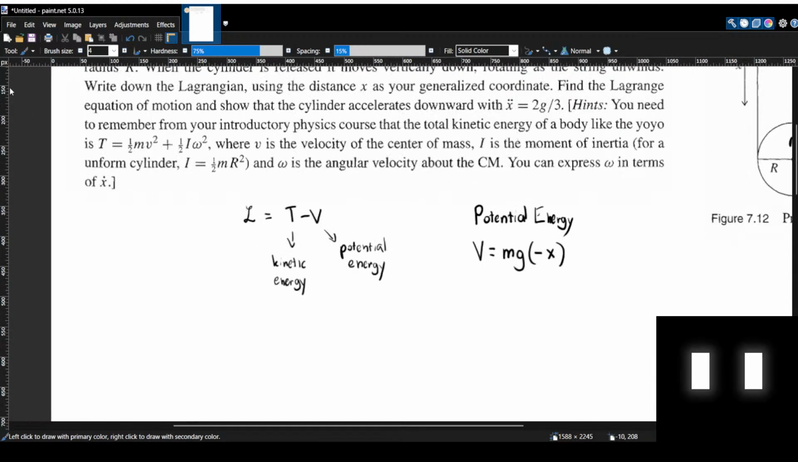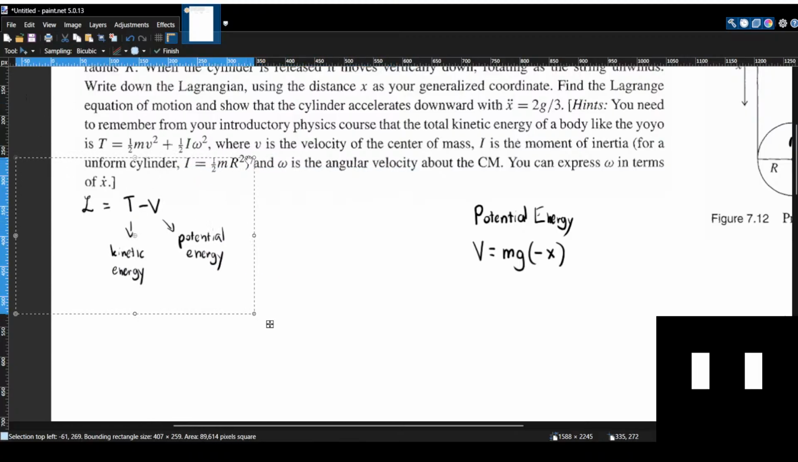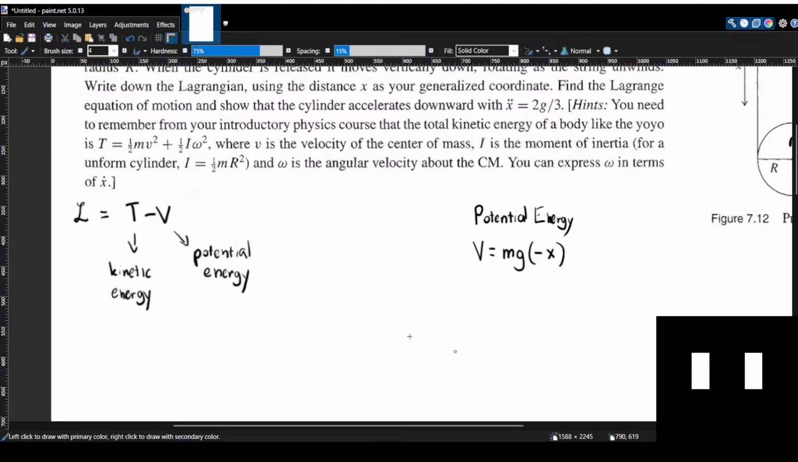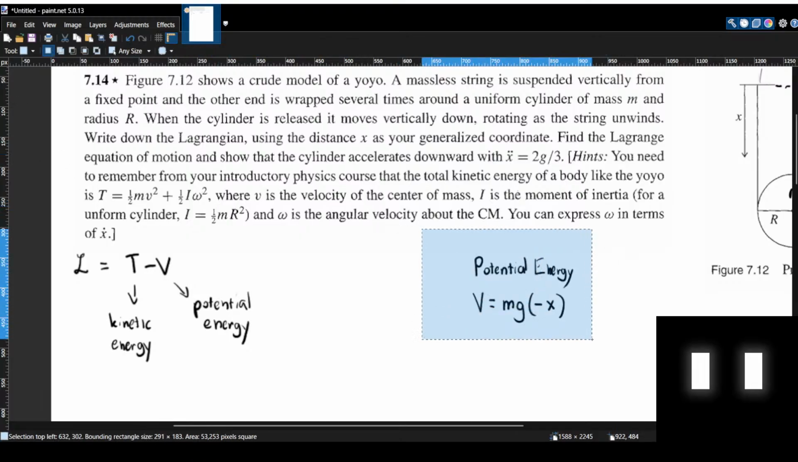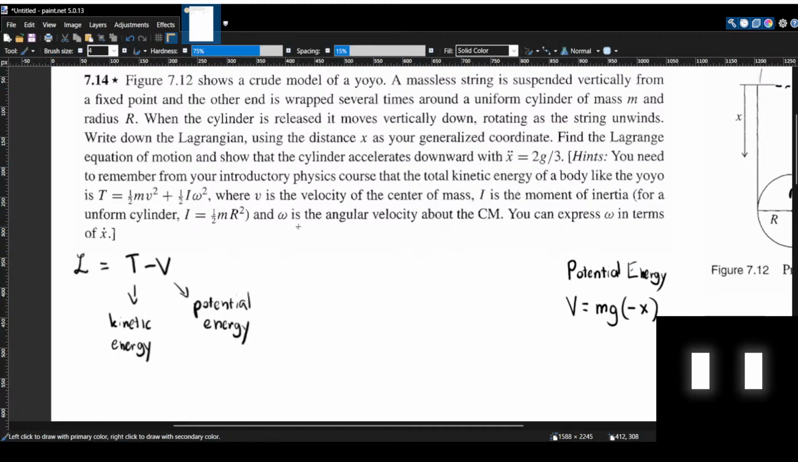Now, what we have to do is find the kinetic energy term next. Kinetic energy is divided into two parts, as stated in the hint here. The total kinetic energy of a body is 1/2 mv squared plus 1/2 I omega squared. Let me just move this over here. So, kinetic energy, we're going to split it into two parts.